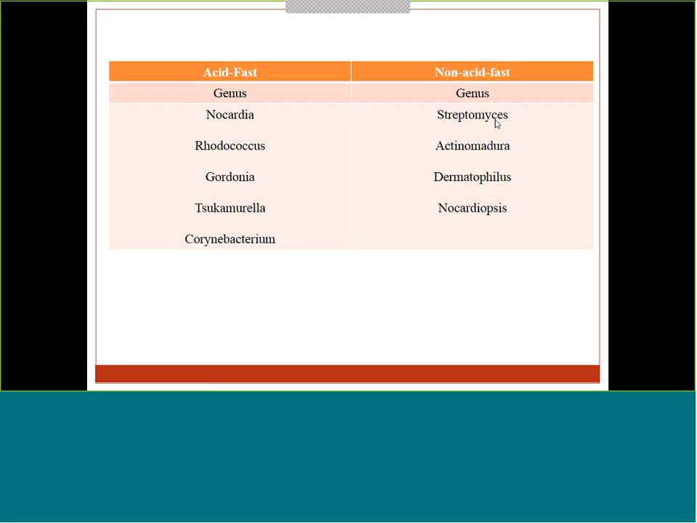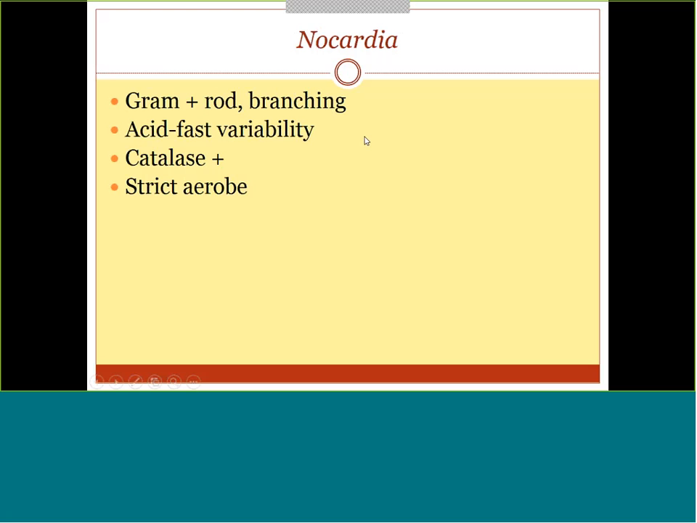So far, what you should know about these is that they're gram-positive rods that are branching. Nocardia is acid-fast because it has mycolic acids in the cell wall. Streptomyces is just normal gram-positive rods, non-acid-fast. So we're going to start with Nocardia. It is catalase positive. This one is a strict aerobe. It does need oxygen to grow.